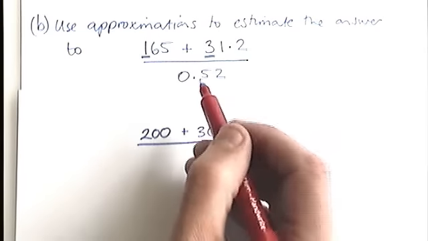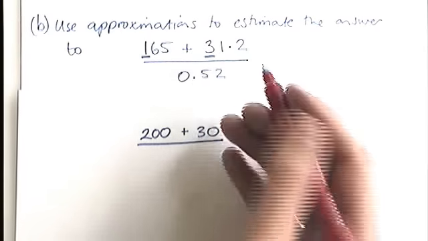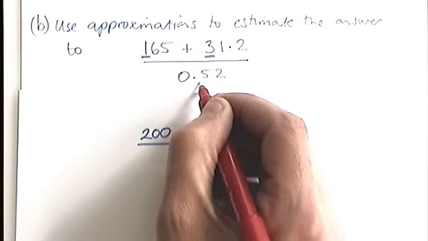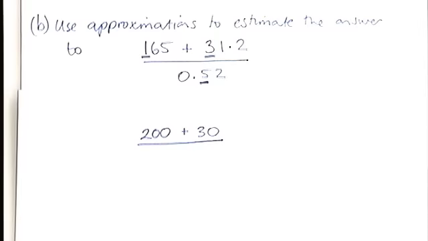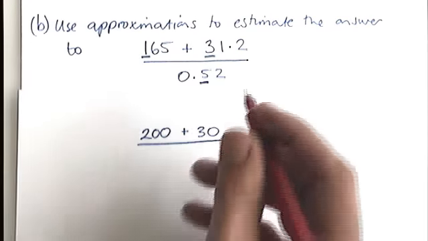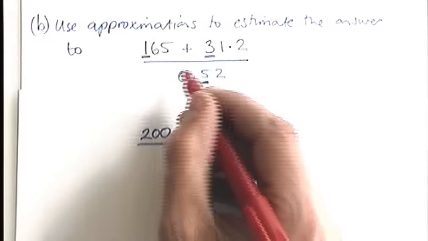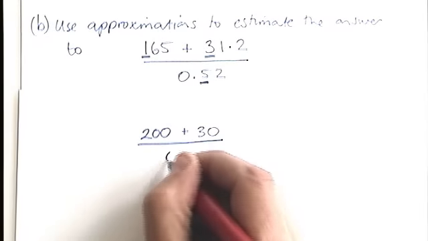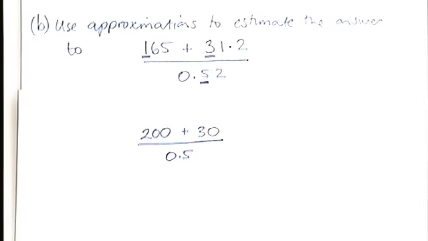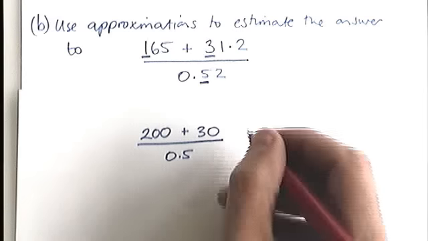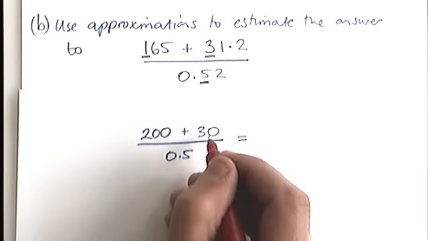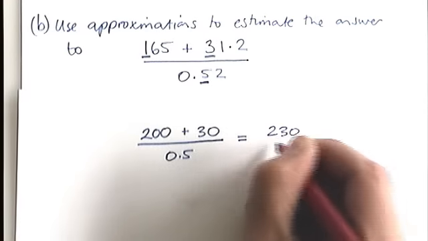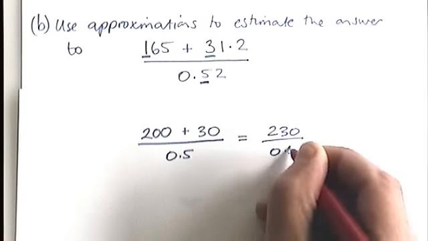And then I've got this last number to round, which is 0.52. Now, the first non-zero digit, remember when you're rounding to one significant figure, it must be the first non-zero digit, is the 5. Therefore, I'm rounding to one decimal place, and it should be 0.5 when I round like that. So if I try and work this out, look, the top here becomes 230, the bottom is 0.5.